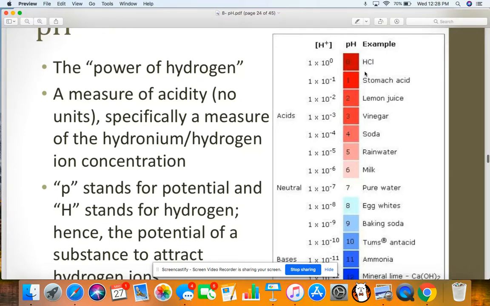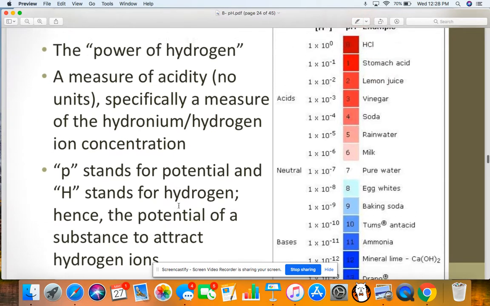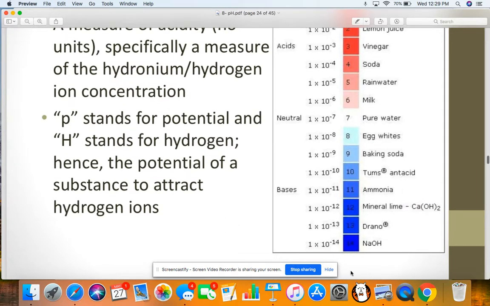So something that's really low on the pH scale is considered to be really acidic. That's considered to be a strong acid. Something that's higher up, has a higher number on the pH scale, is actually not an acid at all. It's actually a base. So this H in pH actually stands for hydrogen. So things that are very, very acidic are going to have a certain strength of hydrogen, and things that are very, very not acidic or very basic have another strength of hydrogen.